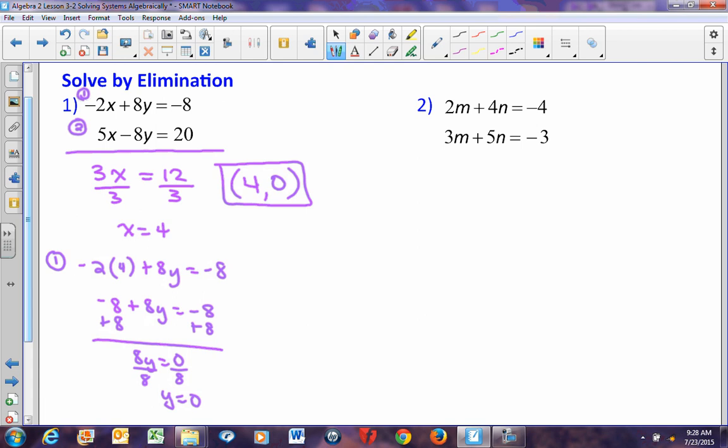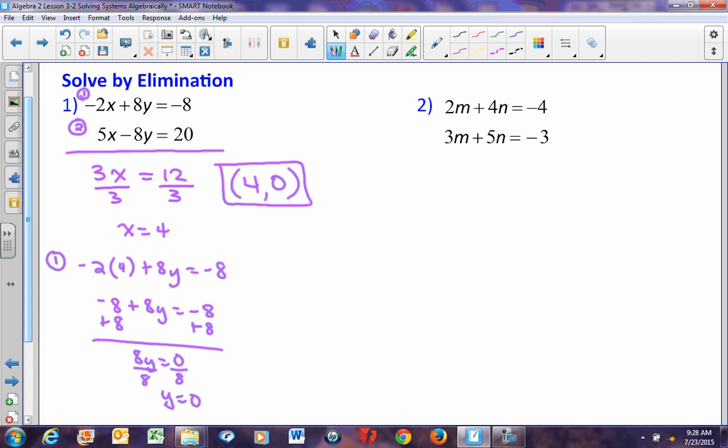Now, in equation number 2, I can't simply just add the two equations together. If I did, I'd get 5m plus 9n equals negative 7, which doesn't do me a bit of good because nothing is eliminated. So here, I need to determine whether I want to get rid of m or get rid of n. And it doesn't matter which variable I choose to get rid of. I'm going to get rid of m.